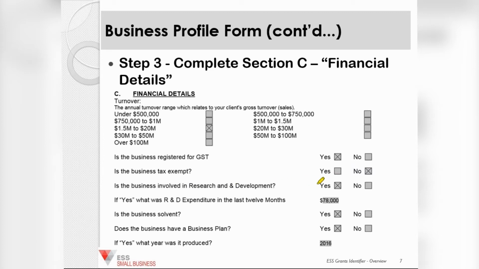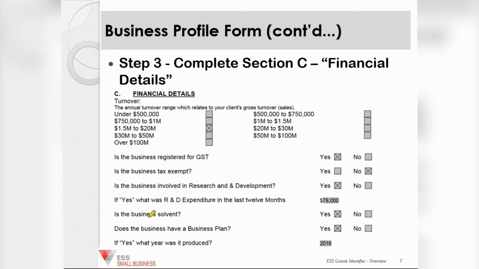Is the business involved in research and development? We've answered yes here. If you do answer yes, can you please give us an idea of how much money you have spent in the previous 12 months? That will give us an idea of the level of commitment financially within your business to research and development expenditure.